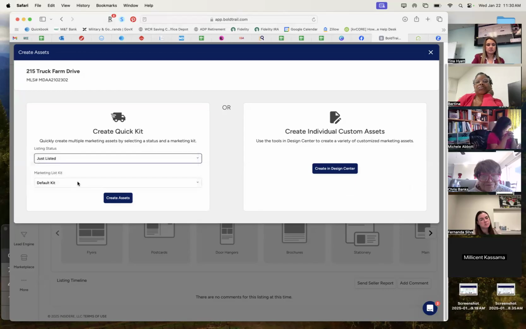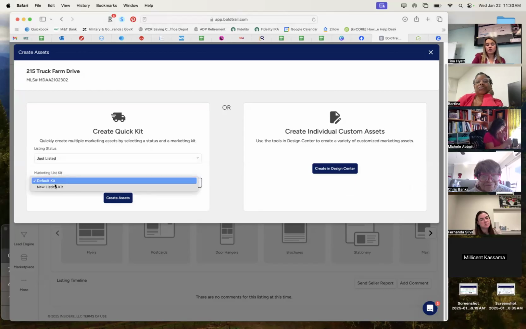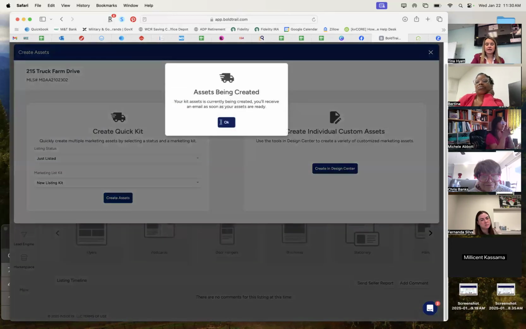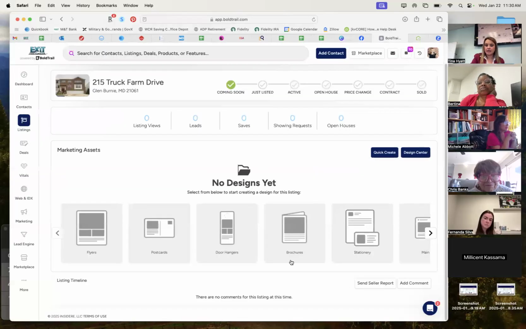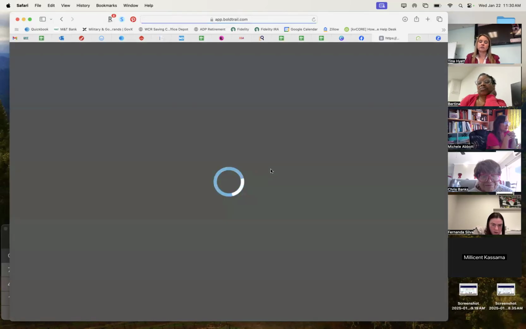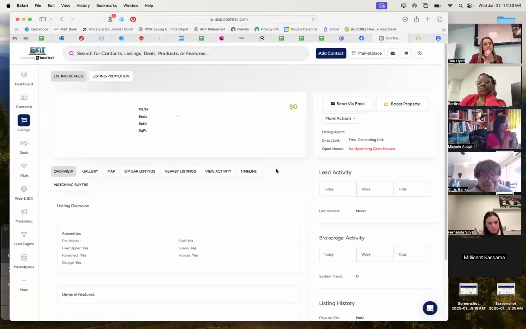I'm going to do just listed. And I can do the default kit or the new listing kit. Hit create assets. Assets are being created. Okay. Or I can go into the design center and create my own custom assets if I wanted to. So it's creating my assets. Let me refresh, see if they're there yet. But it's going to create marketing collateral for you for your listing.